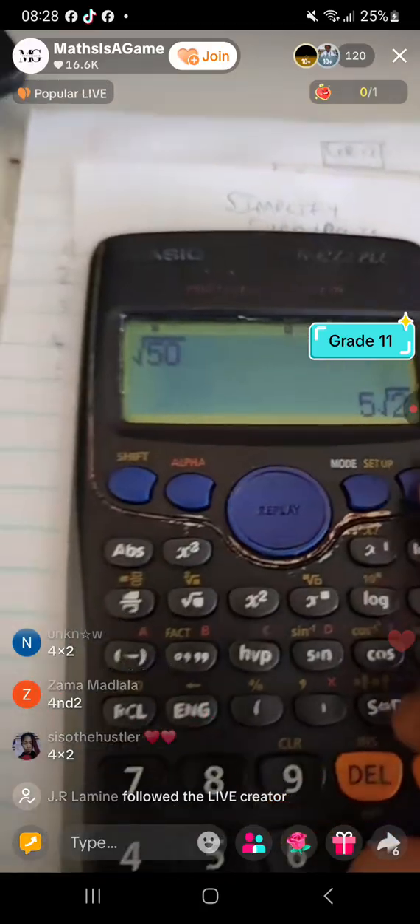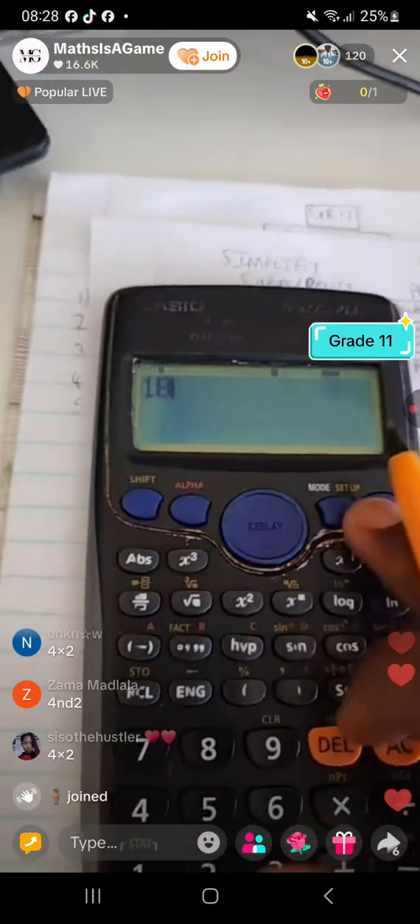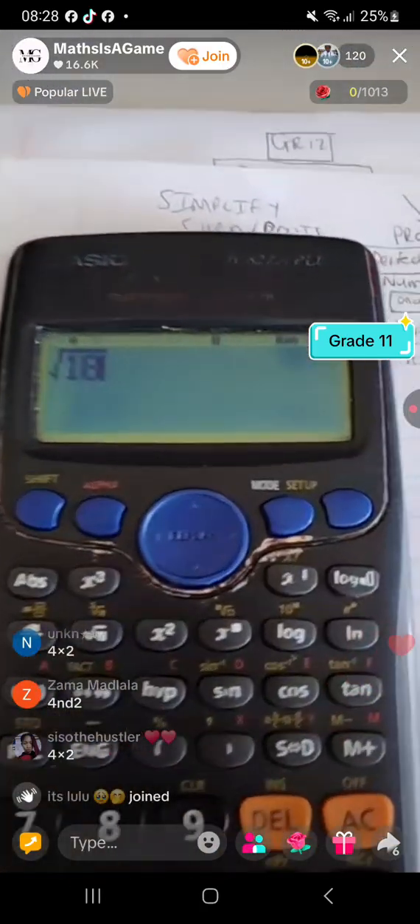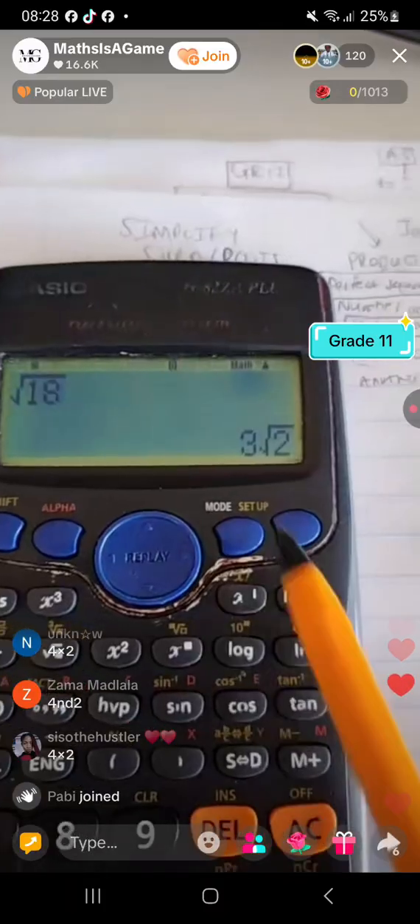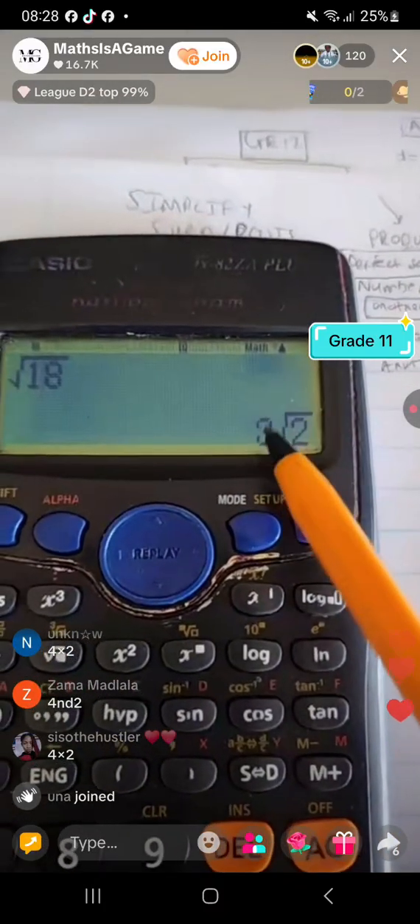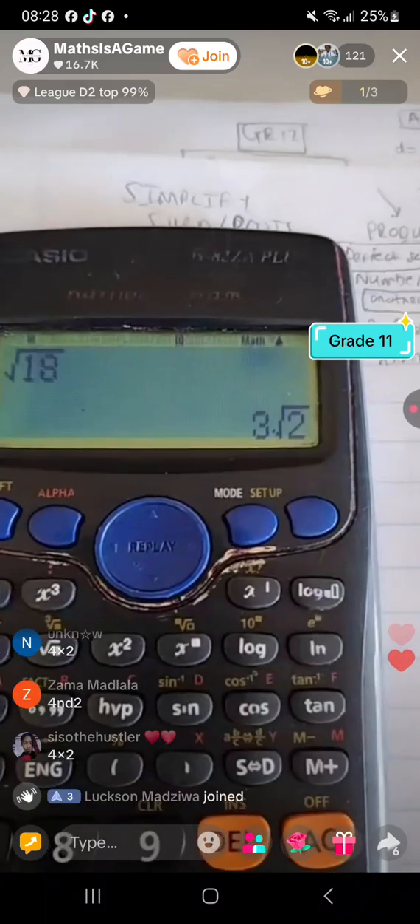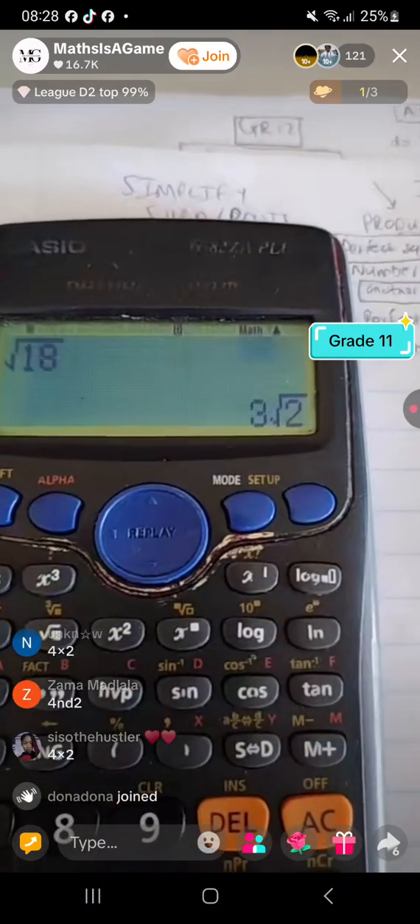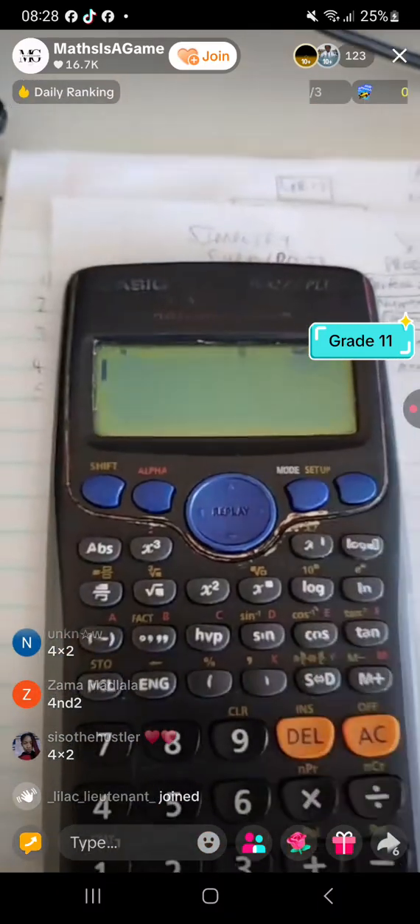And 2. Same thing with 18. You don't know it, so you say 18, you press equal, you get 3 root 2. So what does that mean? You take the 3, you square it. What's 3 squared? It's 9. So inside the square root there was supposed to be 9 and 2.